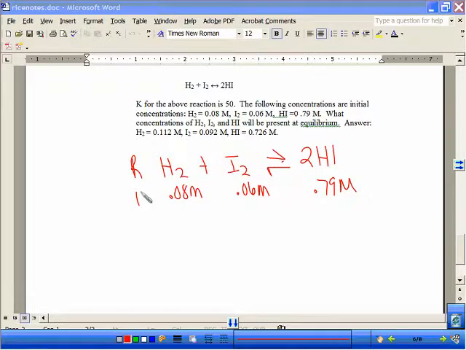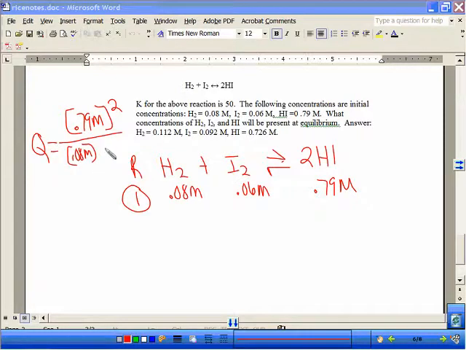So what you have to do is find out if we're close to equilibrium, if we went past it, or if we need to keep going. So we use the I to calculate Q. We use E to calculate K and I to calculate Q. In order to find Q, it works the same way. You take the products, which is going to be 0.79 molar, raise it to that power, divided by the reactants, so it's going to be 0.08 molar and 0.06 molar, and these are both to the first power.